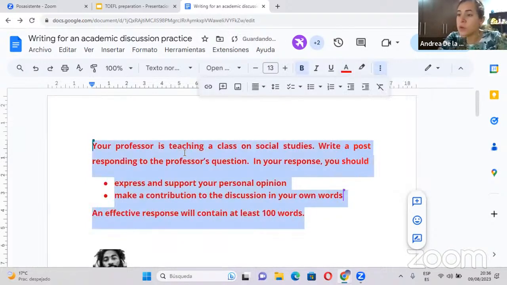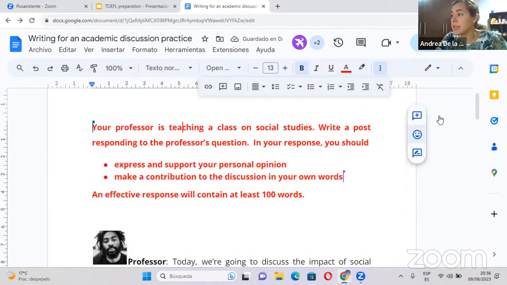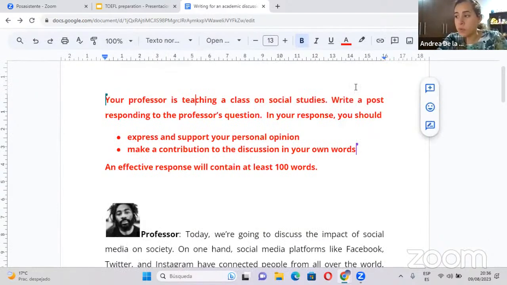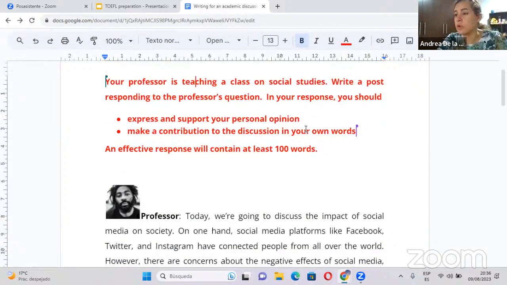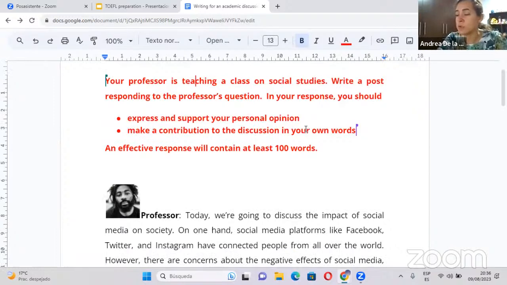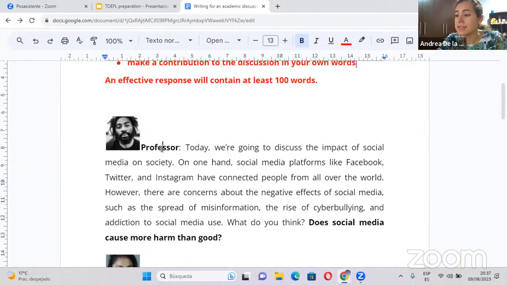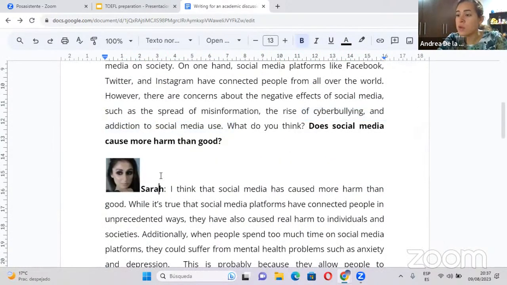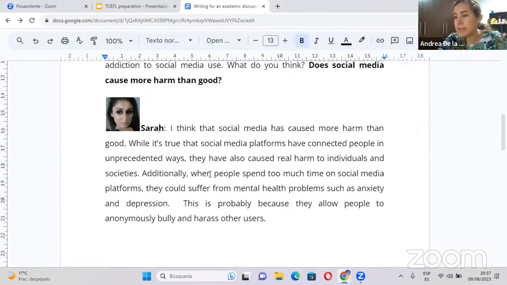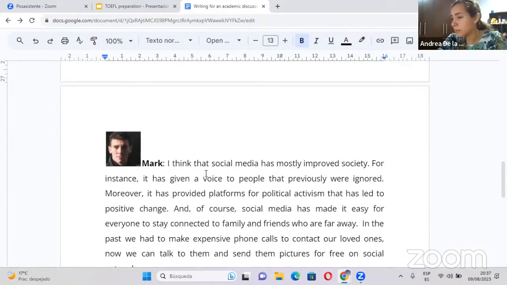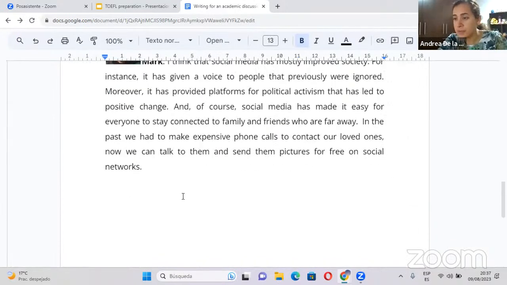These are the instructions. Your professor is teaching a class on social studies. Write a post responding to the professor's question. In your response, you should A, express and support your personal opinion, and B, make a contribution to the discussion in your own words. An effective response will contain at least 100 words. This is the professor's introduction and the question. Then you have Sarah's response, one of your classmates, and Mark's response, another of your classmates.